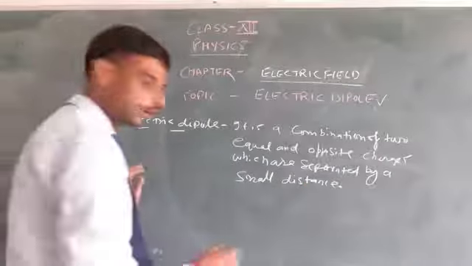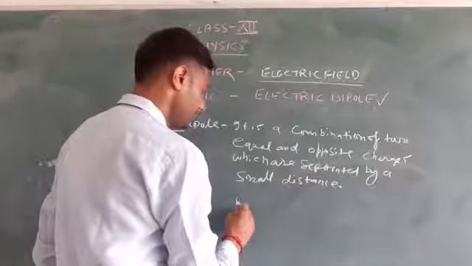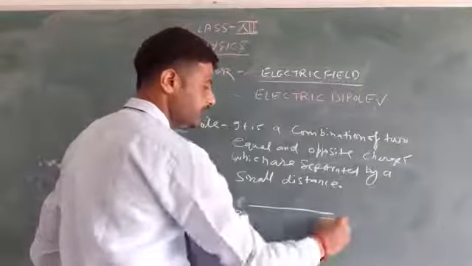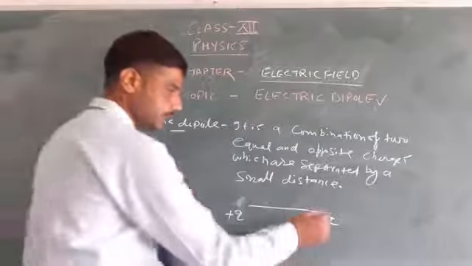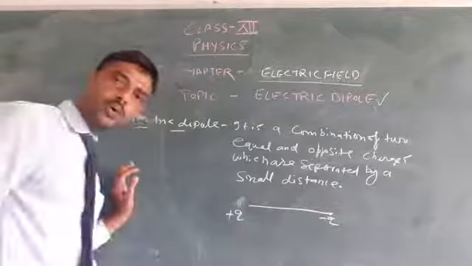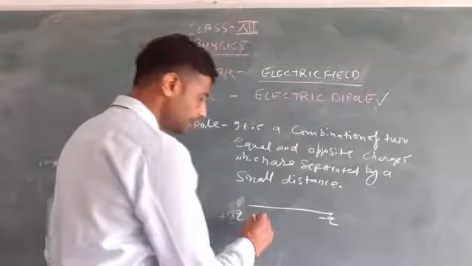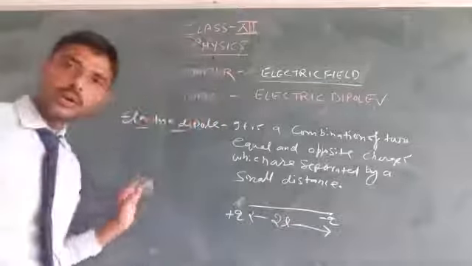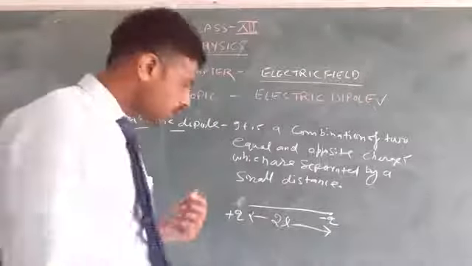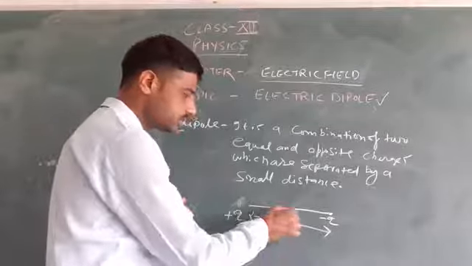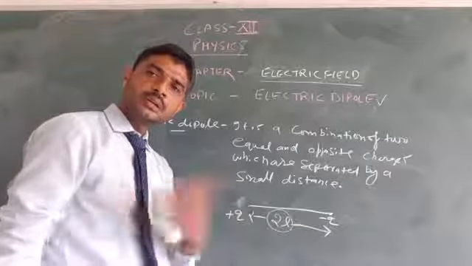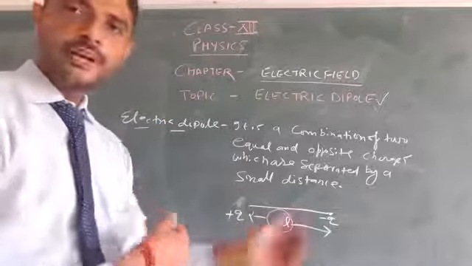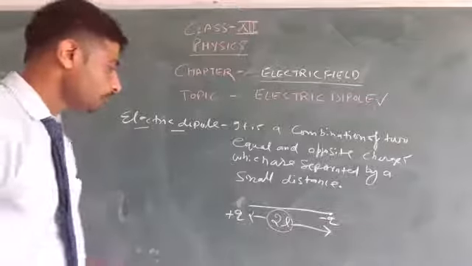Let two charges be plus q and second is minus q. It is a dipole. The length of this dipole is 2l. We have to take this distance 2l because it is easy to solve the derivation that will come based on this topic. Okay.